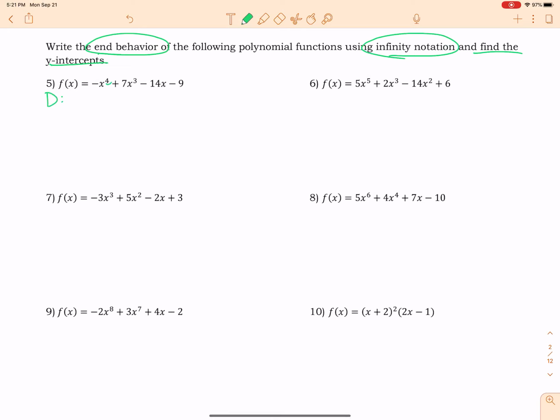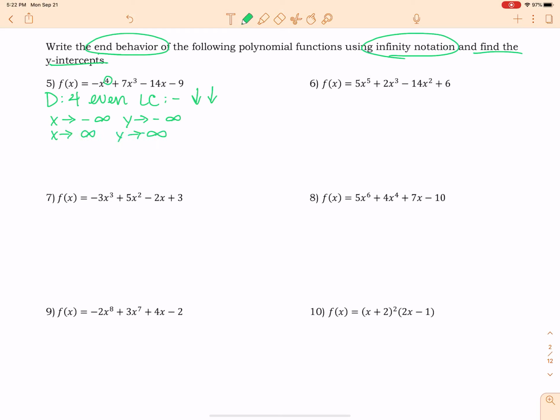The degree here is 4. So that's even, and my leading coefficient is negative. In this case, it's -1, but I don't really care about the value, I just care about the sign. So since this is even and negative, that means we have down, down behavior. So as x approaches negative infinity, y also approaches negative infinity.